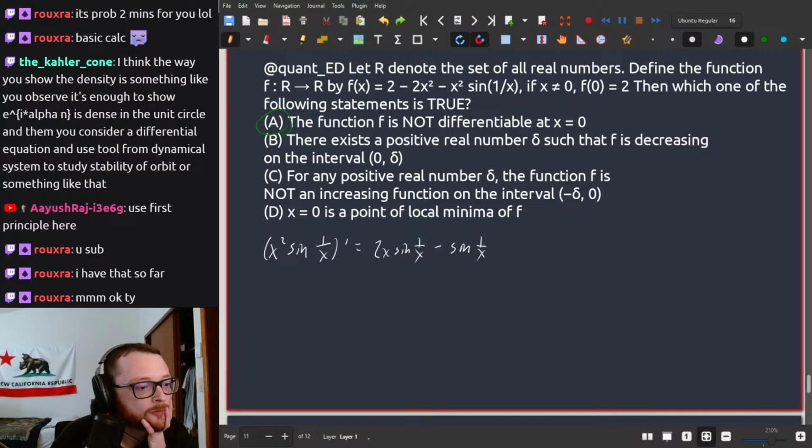I think the way you show density is something like you observe it's enough to show e to the i alpha n is dense in the unit circle. Consider a differential equation. Ooh. That's cool, Colorcon. There's a positive real number delta such that f is increasing on the interval 0 to delta. Ooh, that's an interesting question.